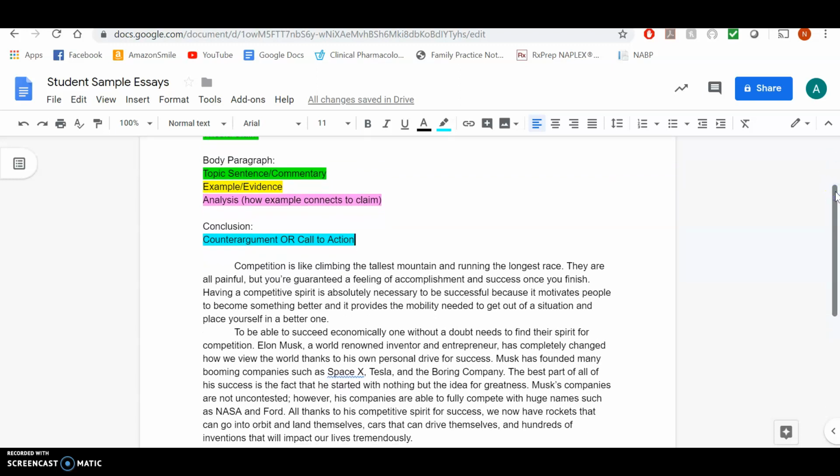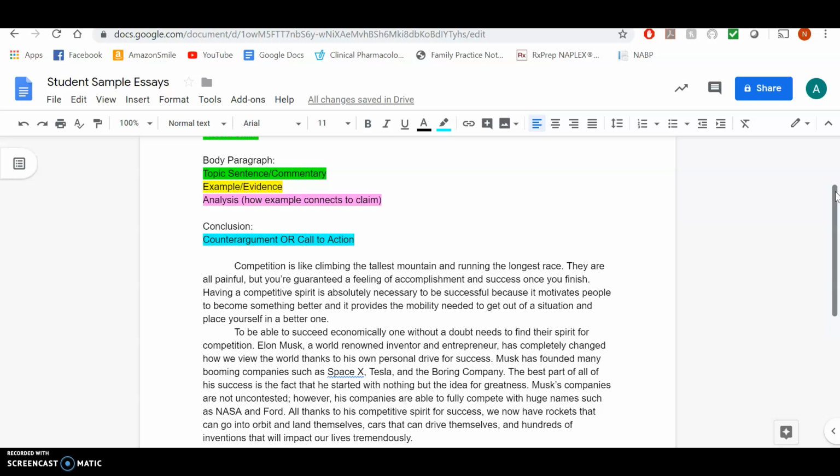Competition is like climbing the tallest mountain and running the longest race. They are all painful, but you're guaranteed a feeling of accomplishment and success once you finish. Having a competitive spirit is absolutely necessary to be successful because it motivates people to become something better, and it provides the mobility needed to get out of a situation and place yourself in a better one.